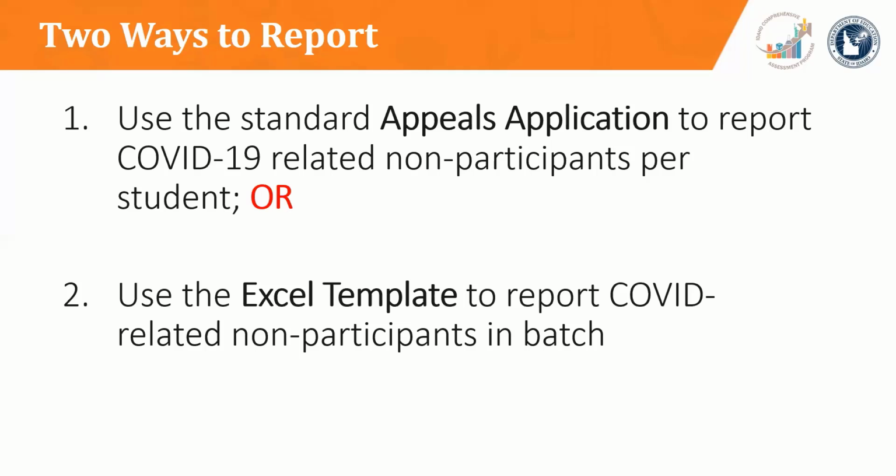The second is a new option, provided to all schools, to submit batch lists of students with COVID-19 related reasons for non-participation that will not be exempt but will help gauge the breadth and nature of COVID-19's effect on assessment participation. We'll review each separately, starting with the formal appeals application.